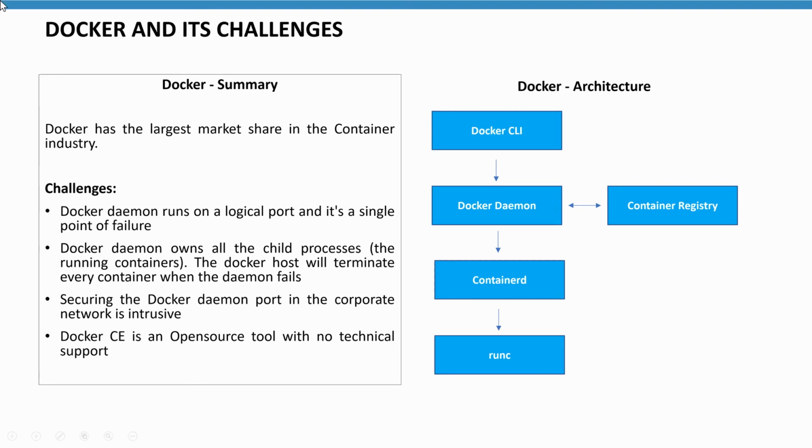Docker loves layers. Look at the diagram. Everything comes through the Docker daemon. From the Docker daemon, it goes to containerd, then it goes to runC. So even if one of the components fails, the whole process will fail.